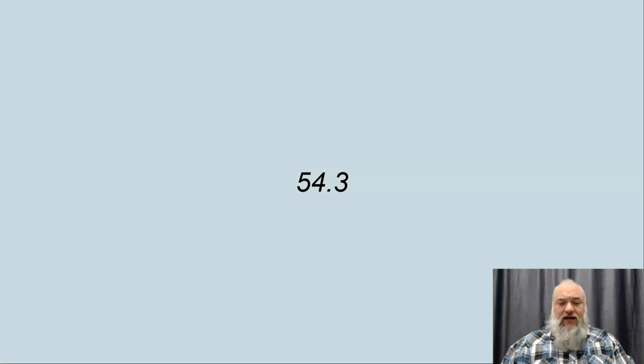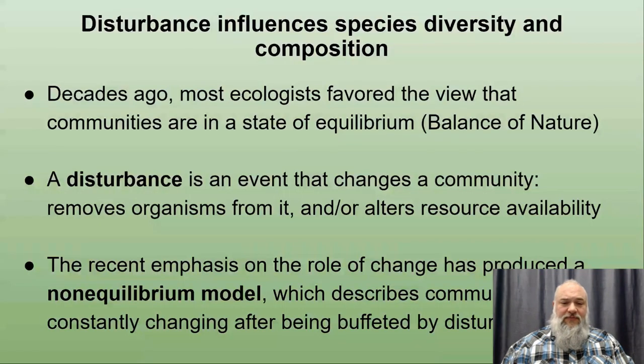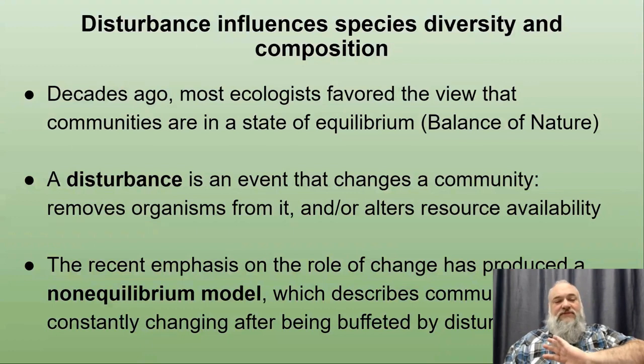This is in your book in section 54.3. So, disturbance influences species diversity and composition. So, how much diversity is out there and what types of species are living somewhere? Decades ago, most ecologists favored the view that communities are generally in a state of equilibrium. You're probably familiar with it as the balance of nature. Nature is always balanced. More lately, we've come to embrace the non-equilibrium model.